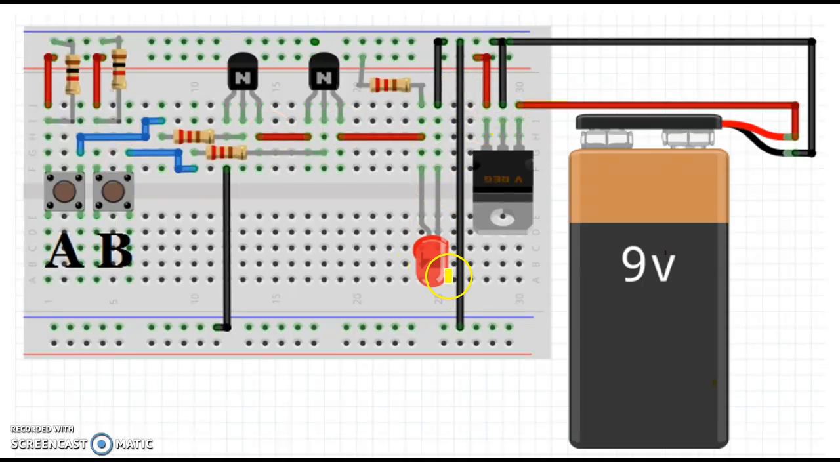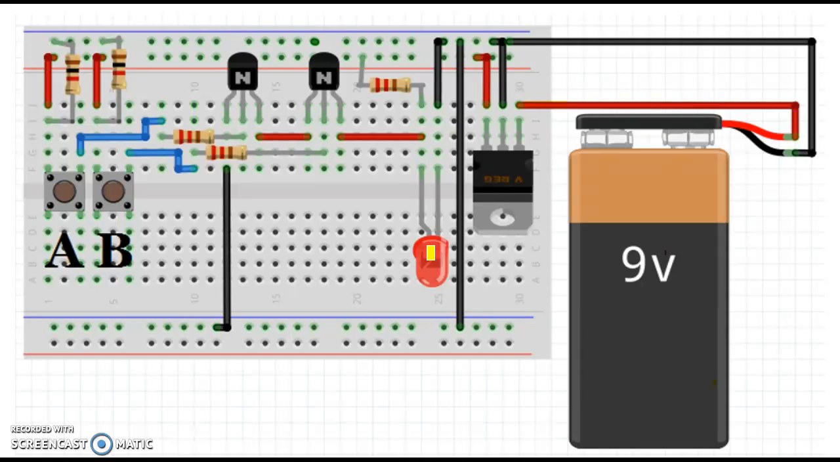This LED light would turn on if you didn't press A and B at the same time. So basically, the only time it wouldn't be on is if you pressed both buttons at the same time. If you didn't press either button, it would be on. If you pressed one or the other, the light would still be on. The only time it would not be on is if you pressed both.